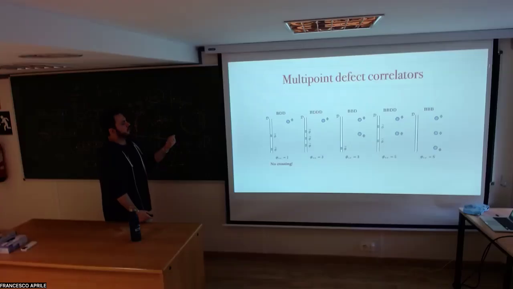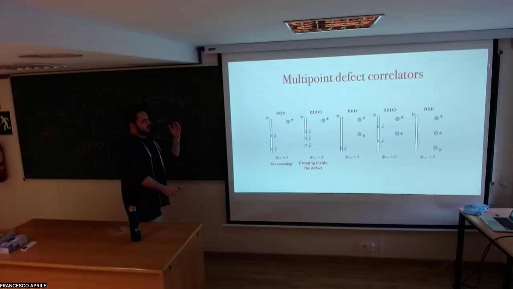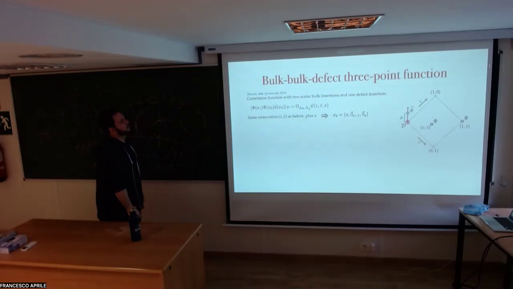But since we're interested in probing some new CFT data that relates the bulk degrees of freedom with the defect degrees of freedom, this correlation function is not really useful for us because there is only crossing inside the defect. So the first really interesting example is the bulk-defect correlation function, which is the main topic of our work. Okay.